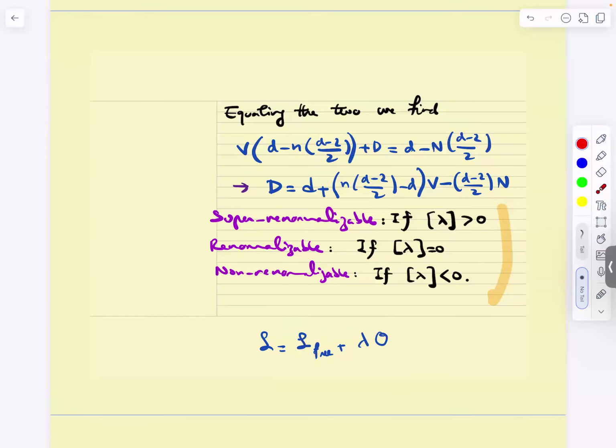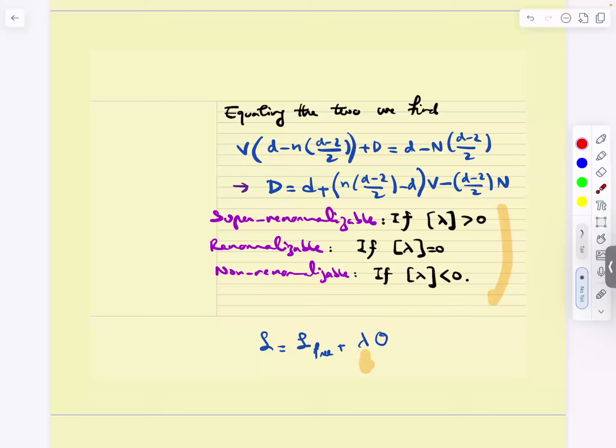If the free part is a scalar field, this could be phi to the power of n, right? It's a coupling that naturally sits next to these guys. And it's the dimensionality of this coupling that tells you whether this theory is renormalizable, non-renormalizable, or super-renormalizable. If it has no dimension, dimension 0, then it's renormalizable. It's the case for lambda phi 4.